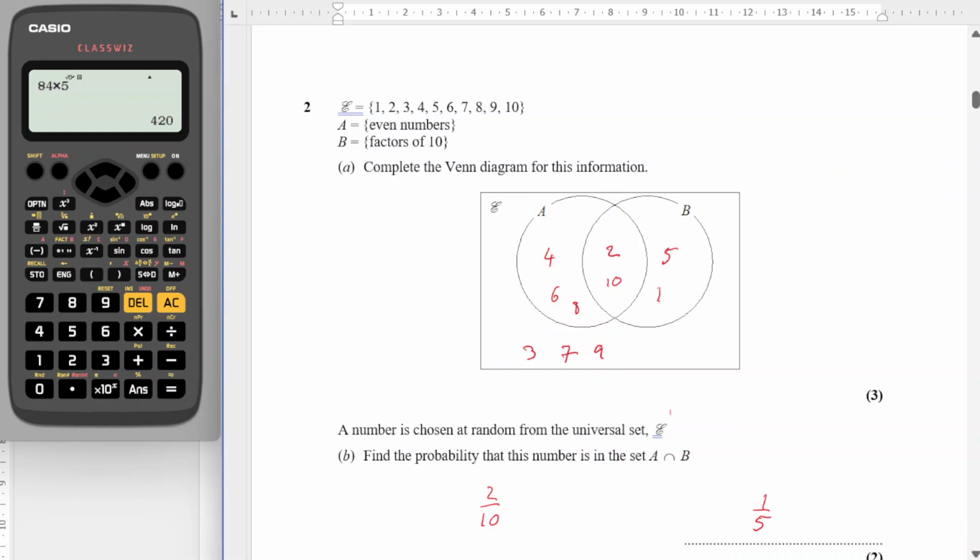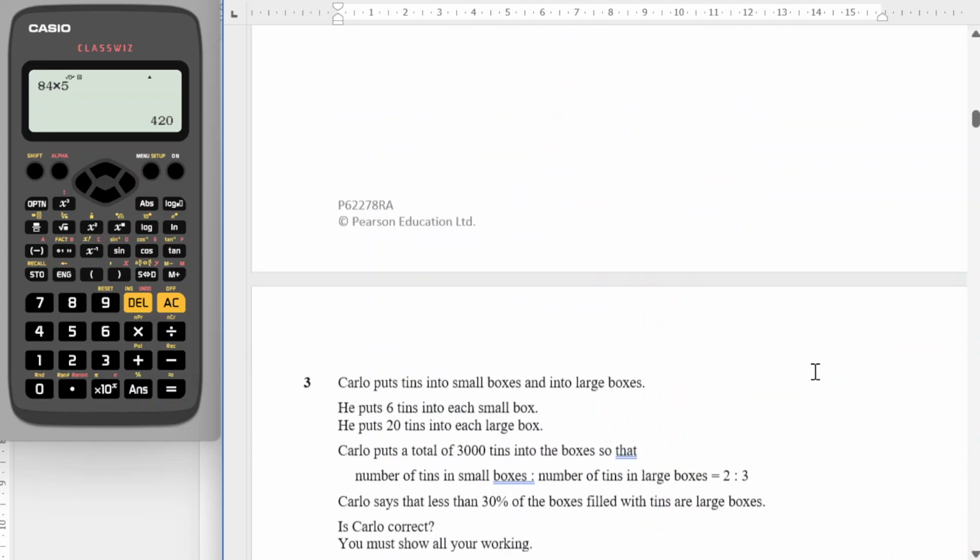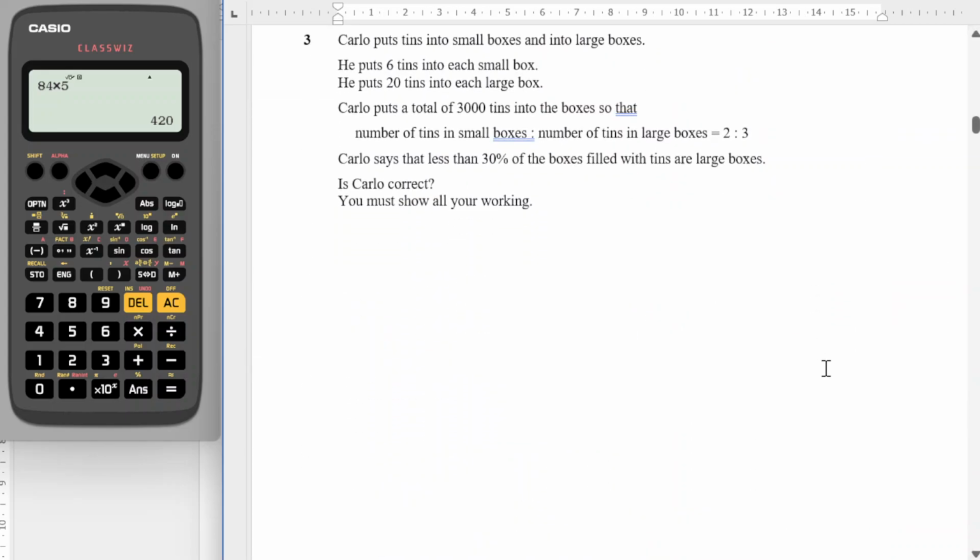And question 3. Carlo puts tins into small boxes and large boxes. He puts 6 tins into each small box, 20 tins into each large box. Carlo puts a total of 3,000 tins into boxes so that the number of tins in small boxes to the number of tins in large boxes is 2 to 3. Carlo says 30% of the boxes filled with tins are larger boxes. I'm going to ignore that statement till right at the end.